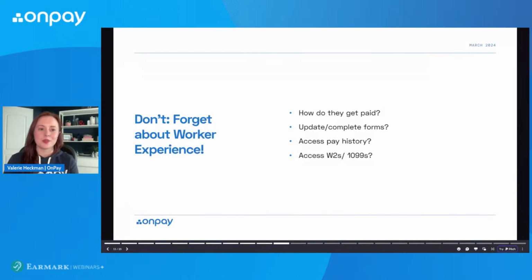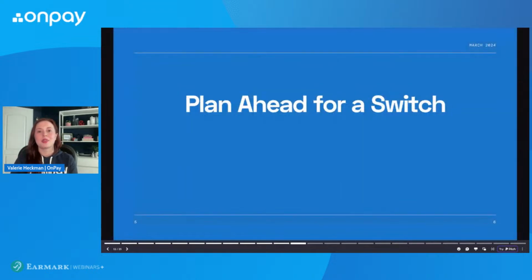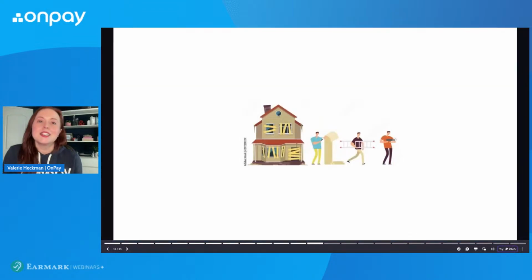Okay, let's move on to talking about the plan ahead for a switch. Do you ever get texts from friends that say something like, hey, can I ask you a payroll question? I recently got one from my friend Dave when his company was switching payroll providers on January 1st and decided to tell him and his colleagues on December 23rd.